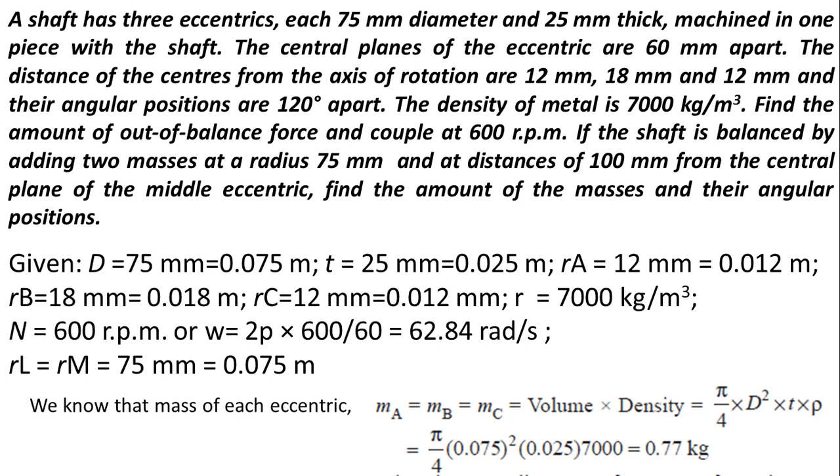So for the cylindrical shape, you can go volume equals pi by 4 into d square into the thickness, and if you multiply by the density, the density value being already given, volume into density will be the mass. So Ma or Mb or Mc for all the three masses will be the same, that will be pi by 4 into d square into T into rho. The diameter is already given, thickness is there, substitute the values and you get the mass as 0.77 kg.